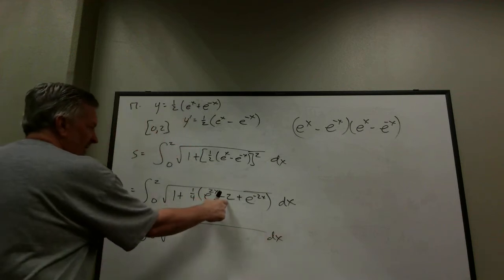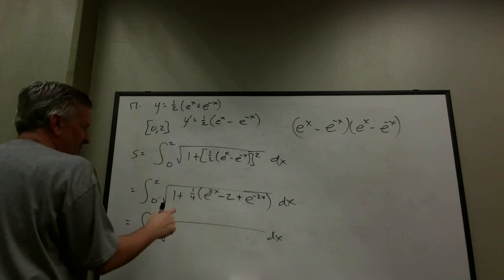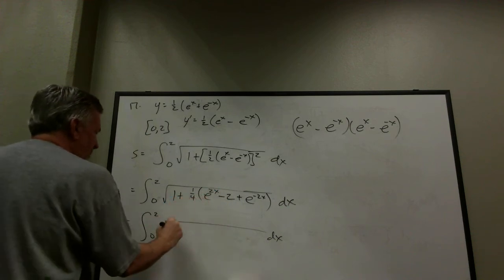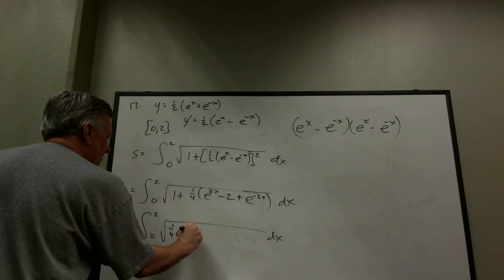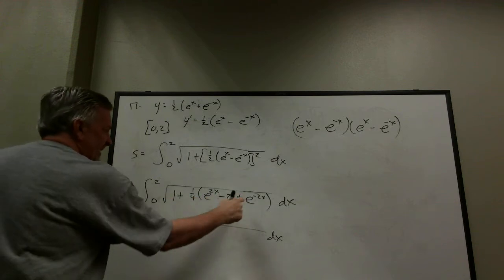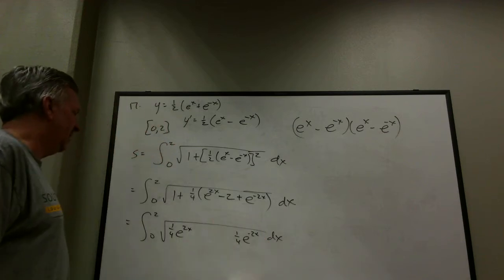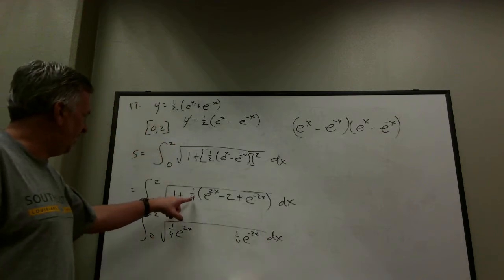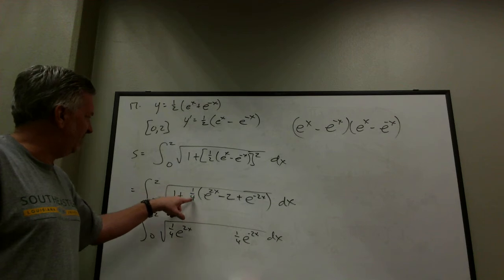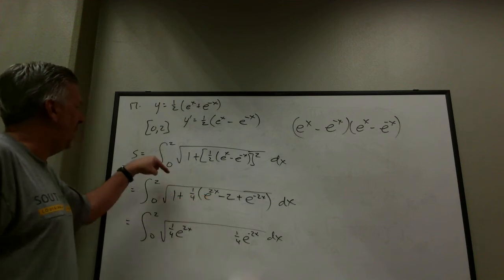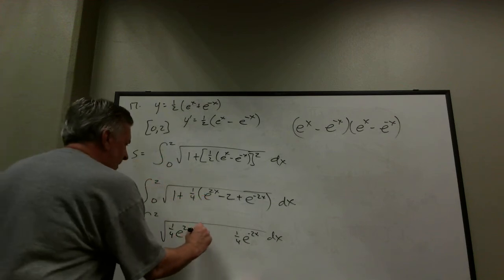Okay, we have a lot of constants floating around. I want to combine those together. But I have a fourth e to the 2x. And notice at the end here, I have 1/4 e to the minus 2x. And now what do we have in the middle for the constants? I have a fourth of negative 2. That's negative a half plus 1 is plus 1/2.